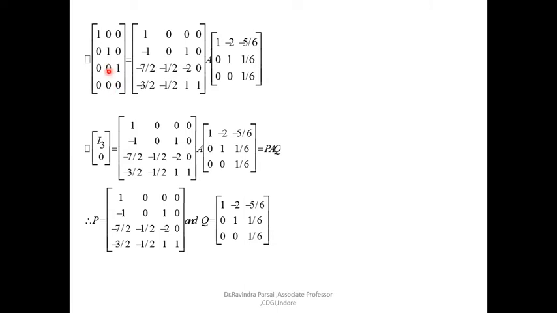So you are getting at this position 1 0 0 0 1 0 0 0 1 and 0 0. So the left side matrix is available as a unit matrix of order I3, and on this side you are getting this matrix as 1 0 0 0 minus 1 0 1 0. So minus 7 by 2, minus 1 by 2, minus 2 0, minus 3 by 2, minus 1 by 2, 1 1, and A as it is 1 minus 2 minus 5 0 1 minus 6 1 by 6 and 0 0 1 by 6.